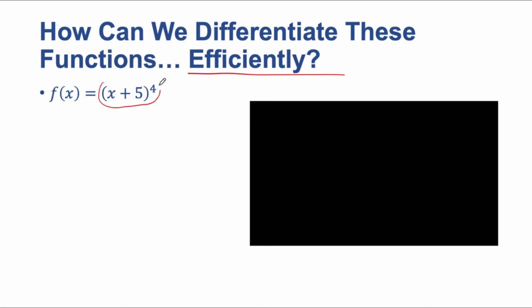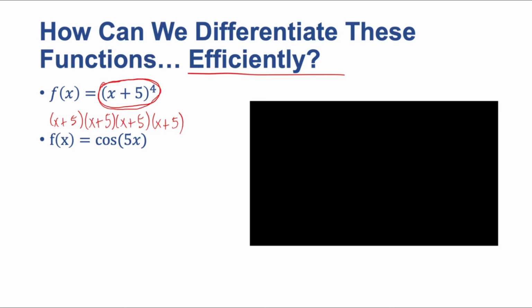I would need to, if I knew the product rule, I could split this up to become x plus 5, x plus 5, 2 more, x plus 5. But as you can see, this is taking a long time just to write out. And then I need to take the product rule a couple times. Or if I only knew the power rule, then I would need to distribute this binomial and then differentiate it. And that would be quite a long process.